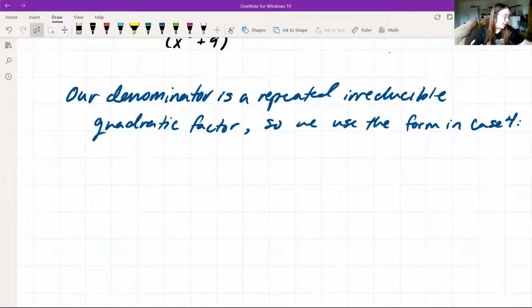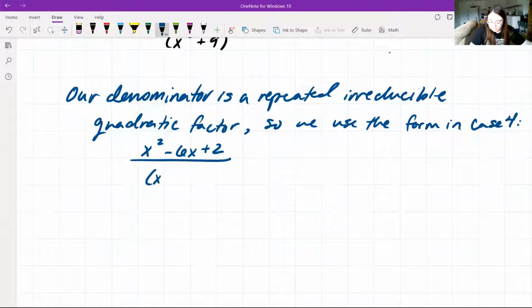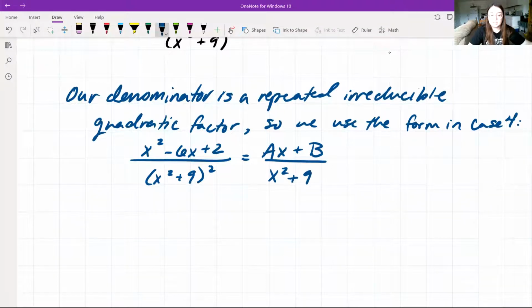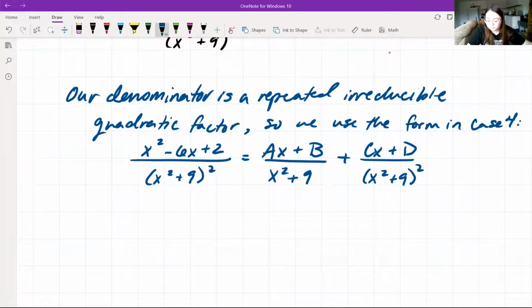So from case 4, we get the form: x squared minus 6x plus 2 divided by x squared plus 9 squared is going to be expressed as (ax plus b) divided by (x squared plus 9), not squared, plus (cx plus d) divided by (x squared plus 9) squared. So this is the form that we have to use that was given to us in case 4, determined by our denominator.